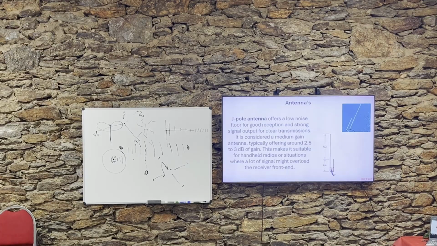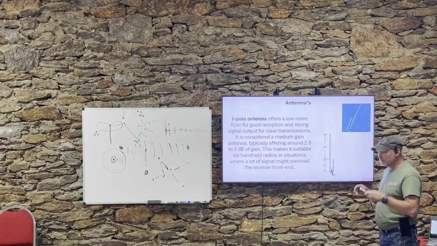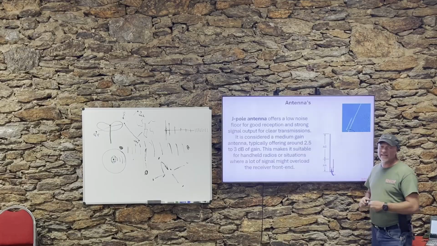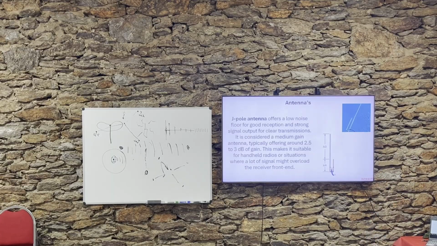All right, so Yagi antennas. A J-pole antenna. Heard of J-pole antennas? Really handy dandy technology here. A J-pole antenna offers a low noise floor for good reception and strong signal output for clear transmissions. It is considered a medium gain antenna, typically offering around 2.5 to 3 decibels of gain.